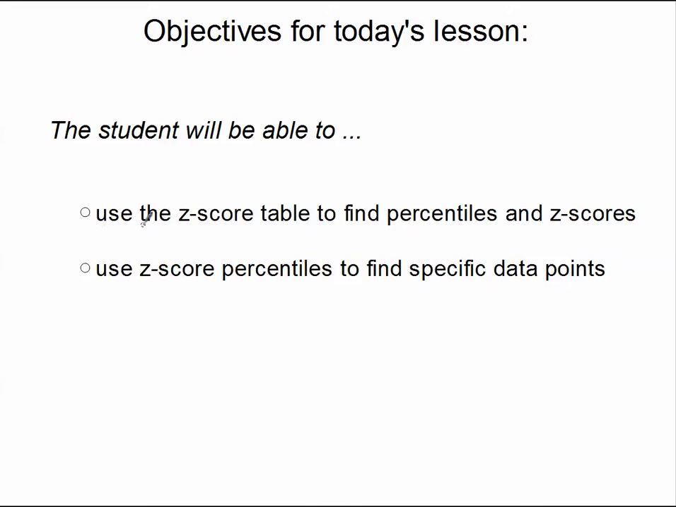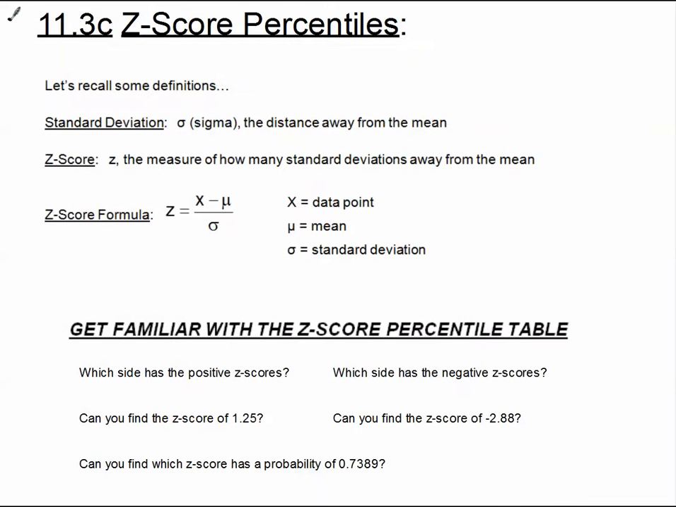In this tutorial, we will use the z-score table to find percentiles and z-scores, and we will use the z-score percentiles to find specific data points. So we are in our final section of 11.3, z-score percentiles, and before we begin with that and how to read the table that I've given you, I'd like to recall some of the definitions.